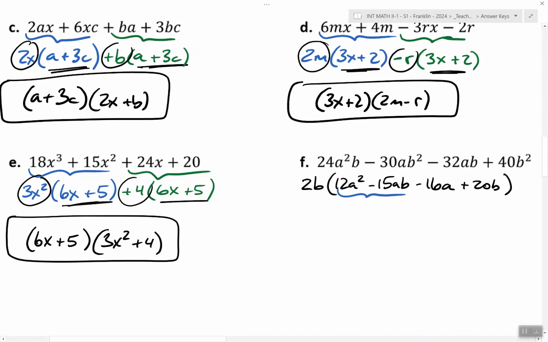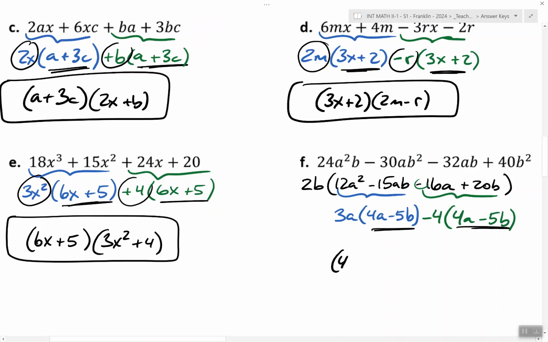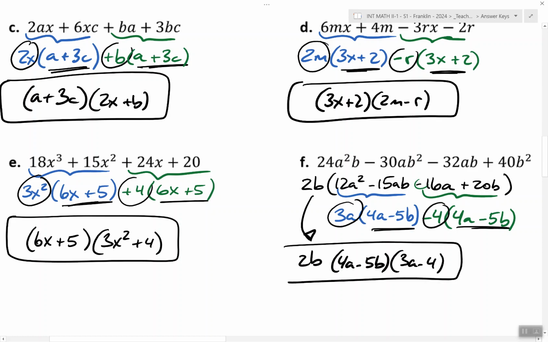So for grouping, we can take out a 3a from this first one, leaving 4a minus 5b. And then right here, the first term is negative, so we'll take out a negative 4 from this, which again leaves positive 4a minus 5b. And that's what we wanted, 4a minus 5b. So the leftover parts, 3a minus 4. And then that 2b comes down to finish it out.